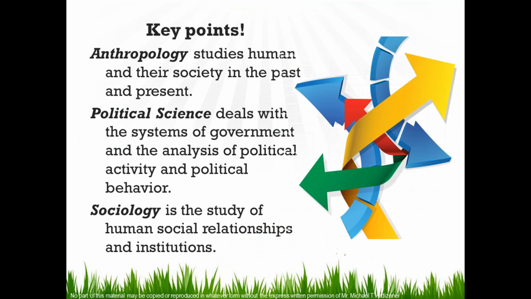Oops! Before I forget, the following are the scopes of political science. 1. State and government. 2. Political theories and institutions. 3. International relations and international law. And 4. Relationship between the individual and the state.